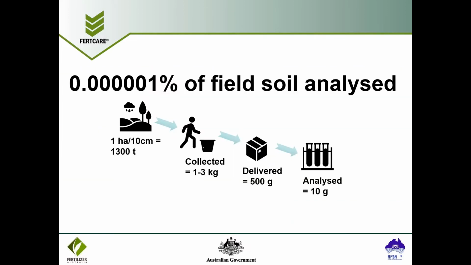So the importance of accurately collecting and representing a sample is highlighted by the fact that the dispatched sample to the laboratory represents a very small proportion of the field being assessed. Depending on the area of the field and the depth to which you're sampling, there can be thousands of tons, easily thousands of tons of soil in the field. We collect a small portion of that through our sampling process, maybe 1 to 3 kilos. We send 500 grams to the lab, and the laboratory might analyse 10 grams. So it's a very small proportion.